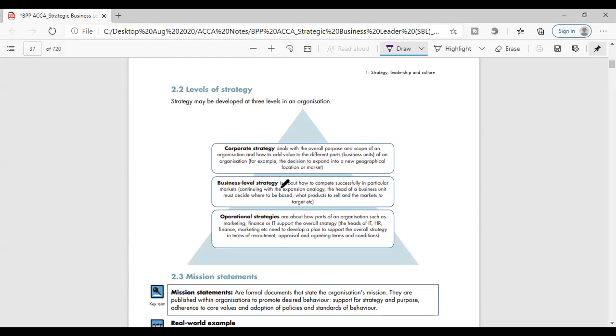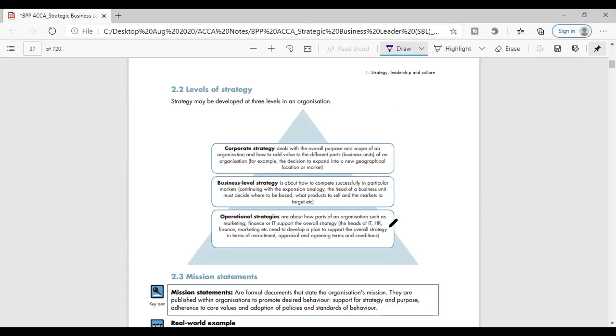The head of a business unit must decide where to be based, what product to sell, and where to source your ingredients, your suppliers, who will be the vendor, who will provide the logistics and supply chain. All those things will come under business level strategy, right? So that's what in the Anthony model it is called tactical, because corporate strategy is all about going into a new market, expanding into a new country or new geography, launching new products and services. But how to do that will be under business level strategy.